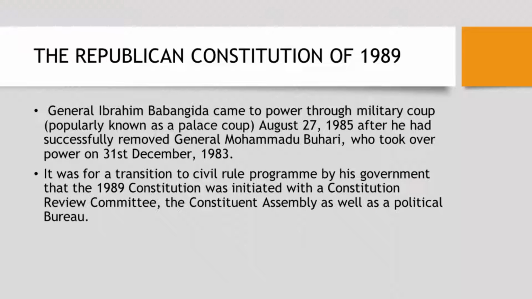Babangida came to power through a military coup on August 27, 1985, after he had successfully removed General Muhammadu Buhari, who took over power on 31st of December 1983. It was for a transition to civil rule program by his government that the 1989 Constitution was initiated with a Constitution Review Committee, the Constituent Assembly, as well as the Political Bureau.